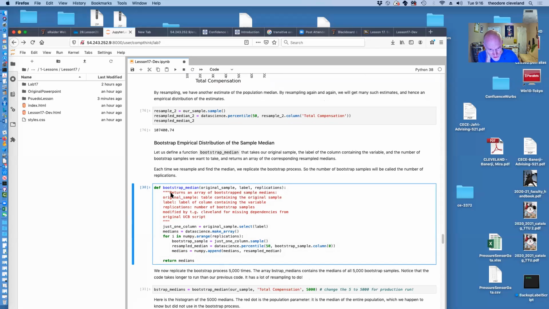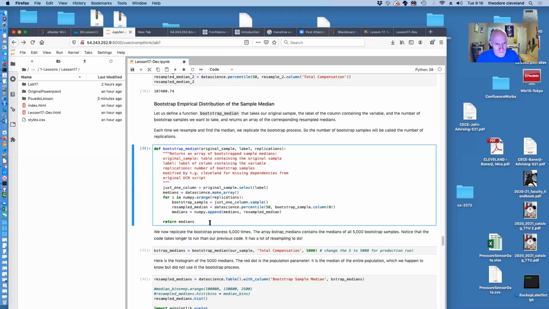Original sample is a table containing the original sample. Label is the column label. So if you think of it as a data frame, it's the data frame column. Replications is how many times you want it to do it. And then some goofball here said modified by myself for missing dependencies from the original script. So there is an instance called just one column.